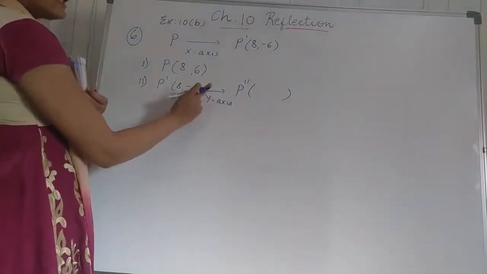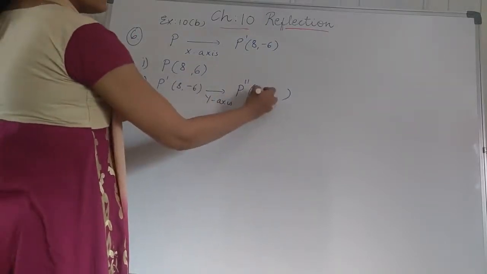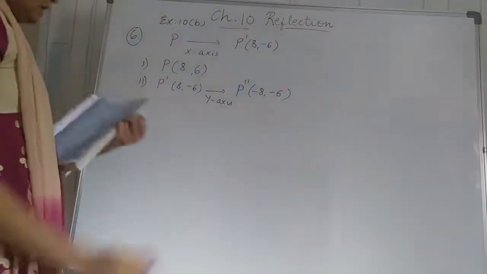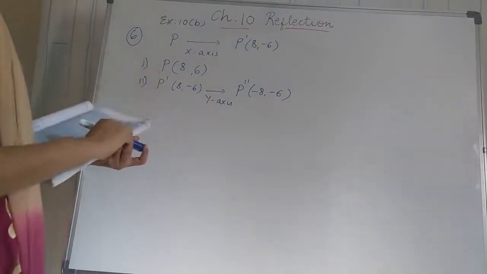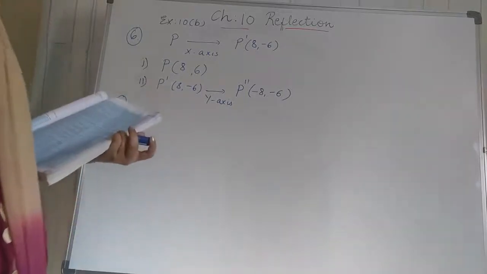So whenever it is reflection in the y-axis, the x-coordinate sign changes. So minus 8, and the y-coordinate remains as it is, minus 6. So this is your answer number 2. So this is question number 6 completed.